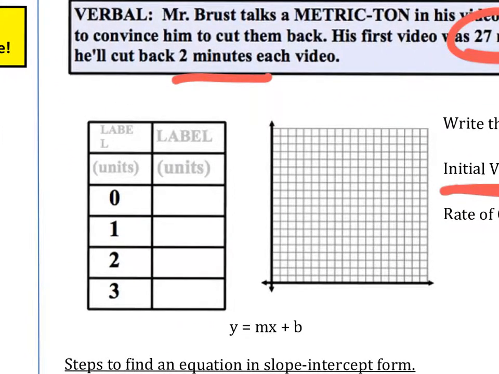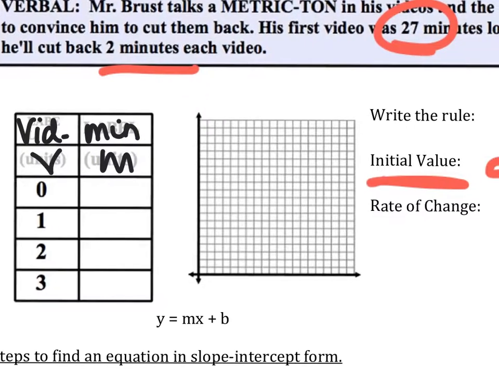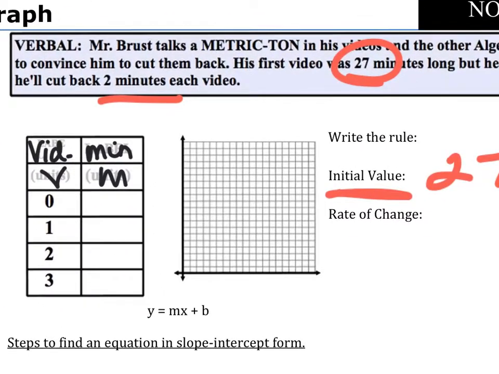So we can go ahead and label over here. We've got videos that are going on, right? And then the minutes that those videos are. So why don't we just call them V's and M's, okay? So before he's made any more videos, his first video was 27 minutes long, but he's going to cut back 2 minutes each video. So what's going to happen? Well, that's going to make it decrease by 2 minutes per video, okay? Per is a big thing with rate of change, so I want you to keep that word in mind.